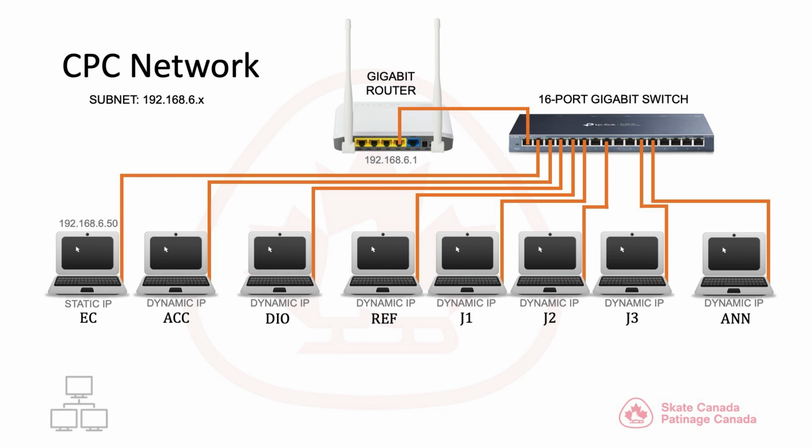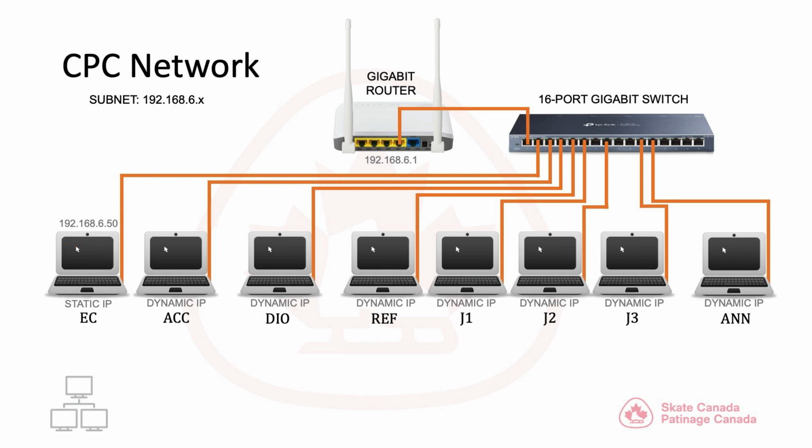So we'll configure the network adapter on that computer to use a fixed IP address within the 192.168.6 subnet. In this case, we'll use a host ID of 50. And finally, we'll make sure the Windows firewall and any other aftermarket firewalls are turned off on the EC computer. Otherwise, the network traffic may not be able to reach that computer.